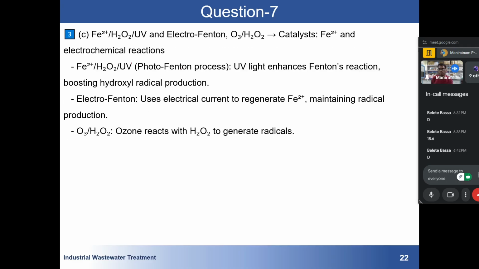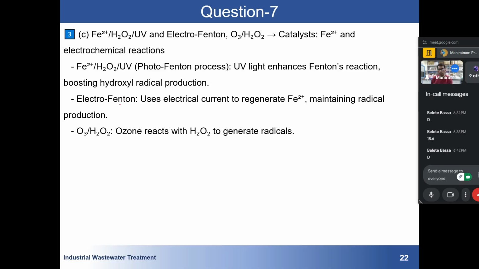Then we have the third option, Fe2+, where the catalyst is iron 2 plus, with an electrochemical reaction. If Fe2+, H2O2 and UV are combined, it is known as the photo-Fenton process. UV light enhances the Fenton reaction, boosting the hydroxyl radical production. Again, in this process Fe2+ is used. Now it uses electrical current to regenerate Fe2+, maintaining the radical production.